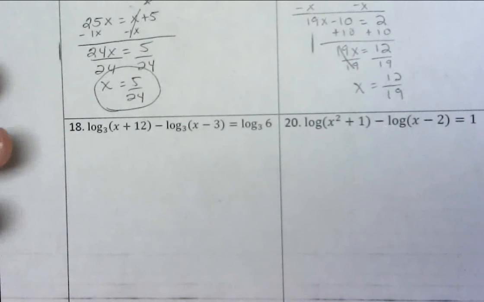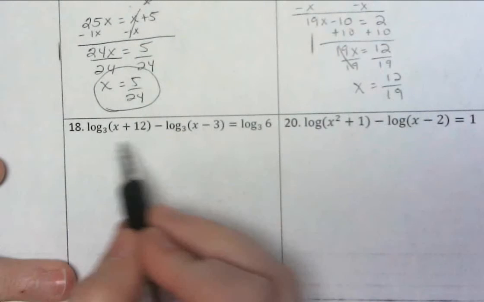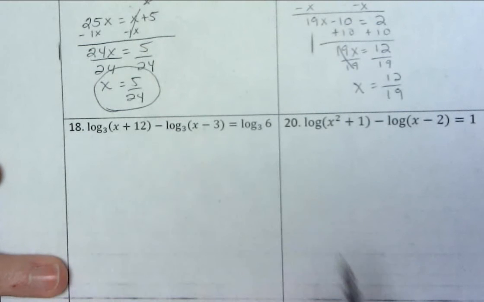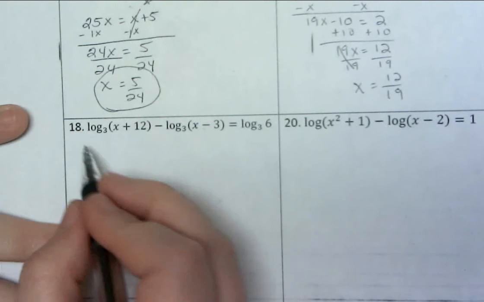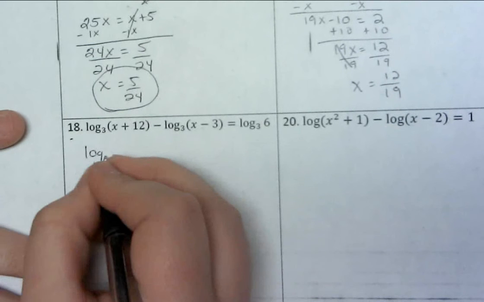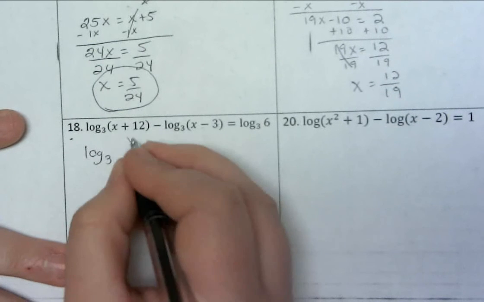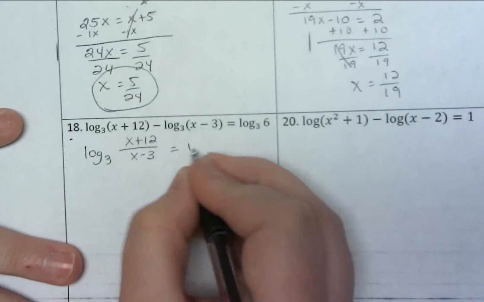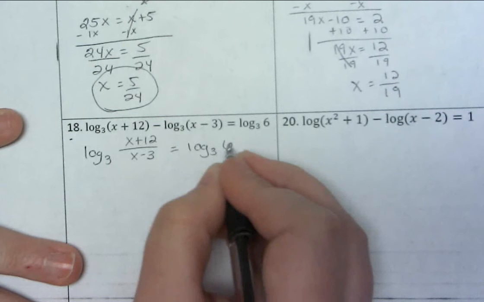All right, so number 18 is a little bit different because you notice that there's logs over here and over here. We've never seen one before that has a logarithm over here. So let's first go ahead and combine this the way we know how to do. So we have log base 3 of (x plus 12) over (x minus 3) equals log base 3 of 6.